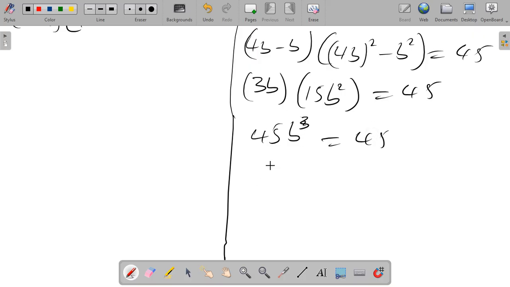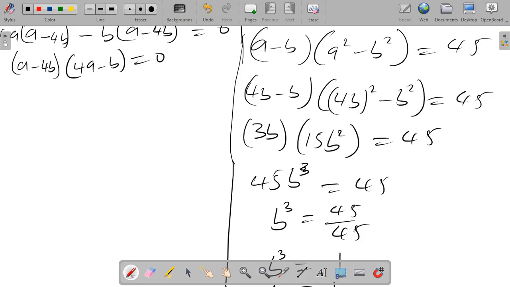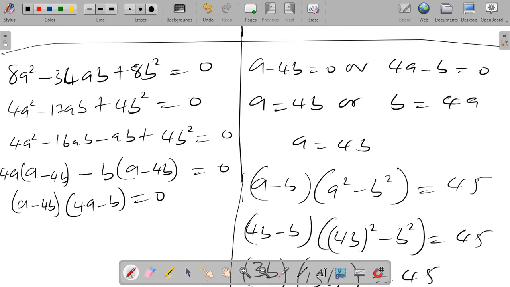So divide both sides by 45 to have that b cube is equal to 45 divided by 45. Therefore b cube is equal to 1, so our b will be equal to 1. Having that b is 1, don't forget that a is equal to 4b. We are using this particular one, so substitute here to get our a.